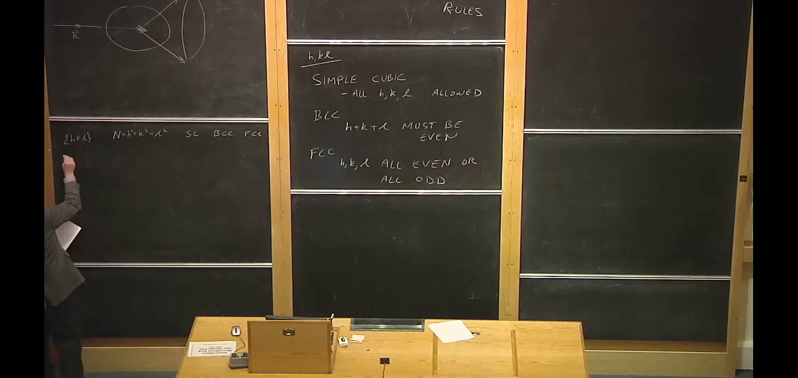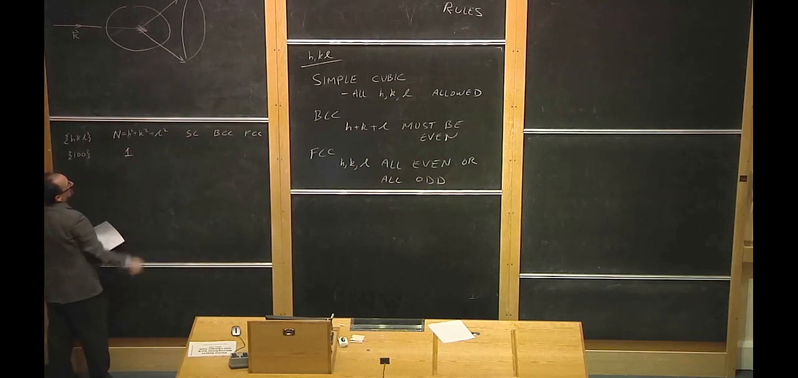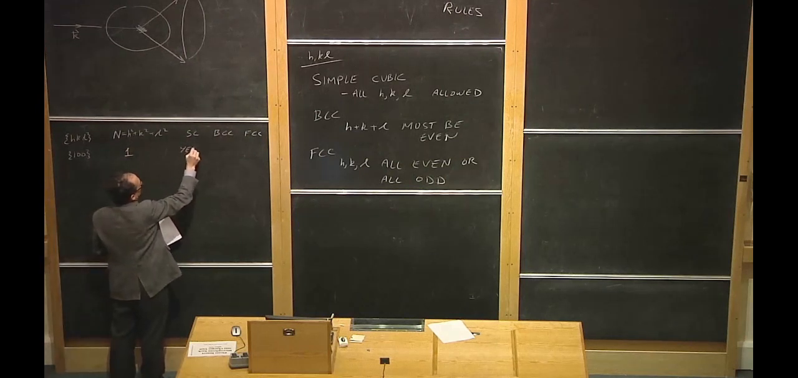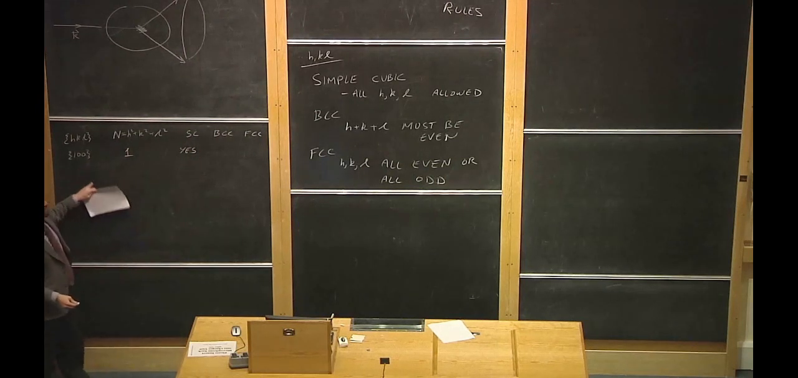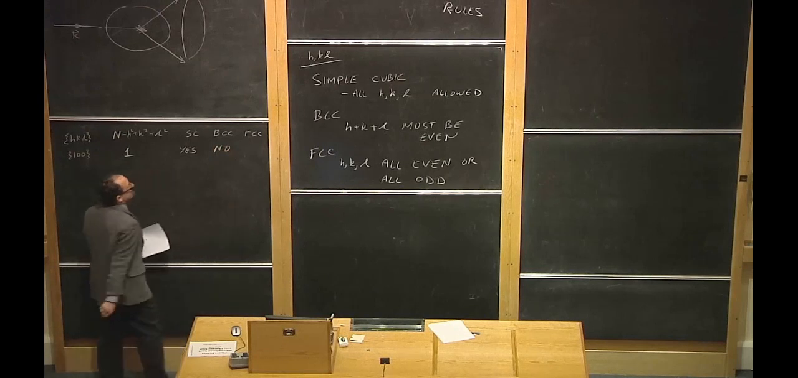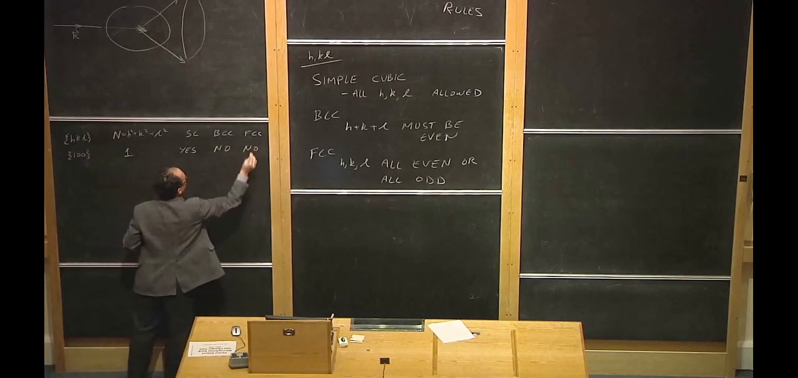So what's the simplest possible family of lattice planes we could be talking about? We could be talking about 1, 0, 0. So n, h squared plus k squared plus l squared, is 1. Simple cubic, yes, that's allowed, since all h, k, and l are allowed for simple cubic. BCC, it's not allowed because 1 plus 0 is odd, so this is no. FCC is not allowed because they're not all odd or all even.